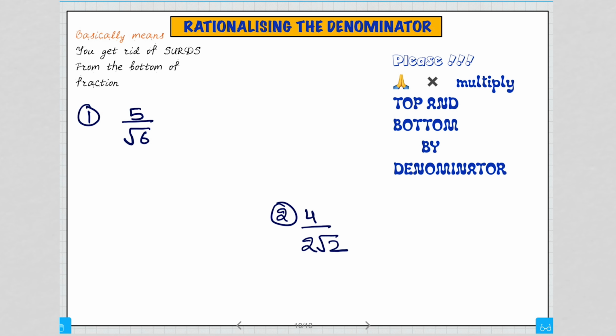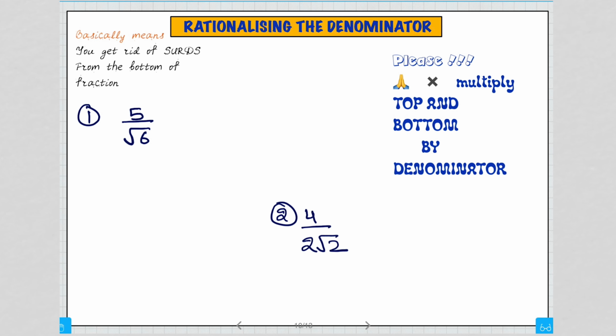In this video, you are going to learn about rationalizing the denominator. What is rationalizing the denominator? It basically means you get rid of the surd from the bottom part of the fraction. The steps include multiplying the top and bottom by the denominator. So this is the denominator in the fraction, which is root 6.